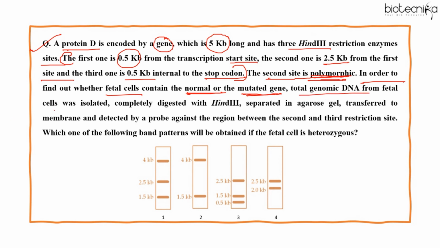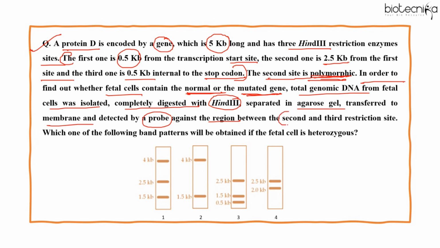Total genomic DNA from fetal cells was isolated and you digest it with HindIII. Now, completely digested means that whatever sites for restriction enzyme HindIII are present, all will be digested. And then you separate it in agarose gel, transfer to membrane and then you detect by a probe against the region.